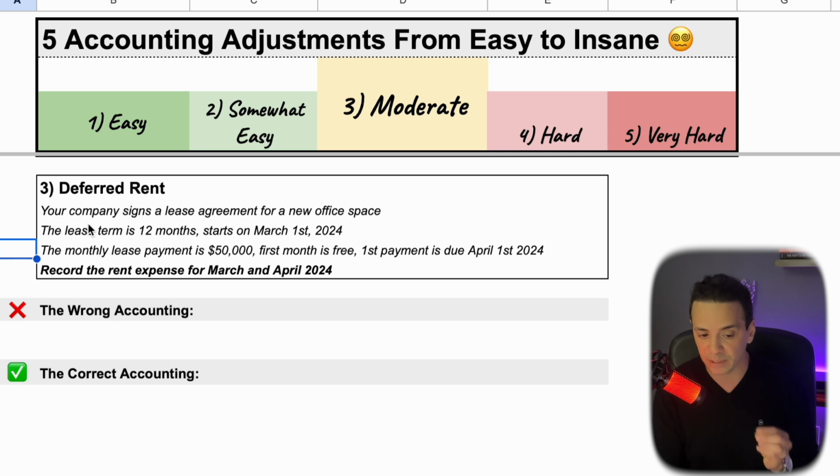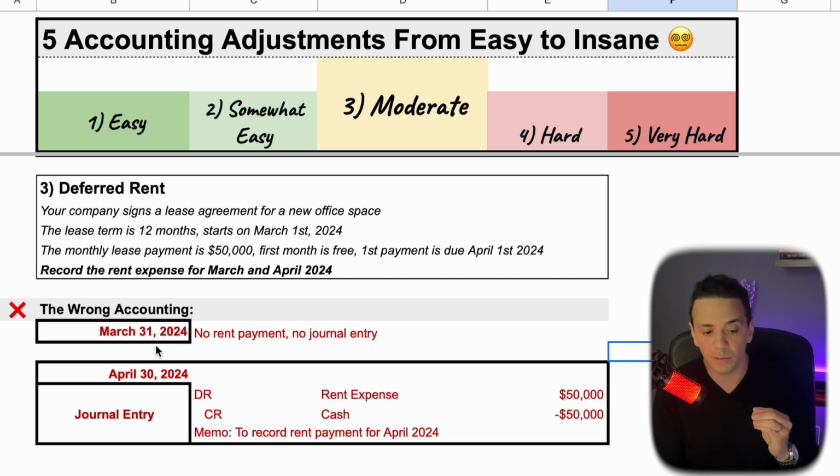Well, as you see in the fact pattern, March is free, and April is the beginning of the rent payments. So here is the wrong accounting for this. The wrong accounting for this is that in March 2024, you record no rent payment and no journal entry, no expense. That would be wrong. And then you wait until April, and then you record your $50,000 as a debit to rent expense and credit to cash. That will be the wrong way to deal with this.